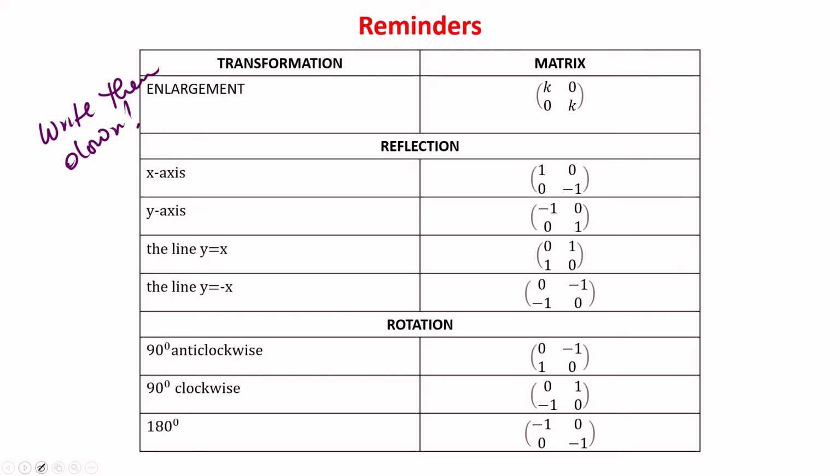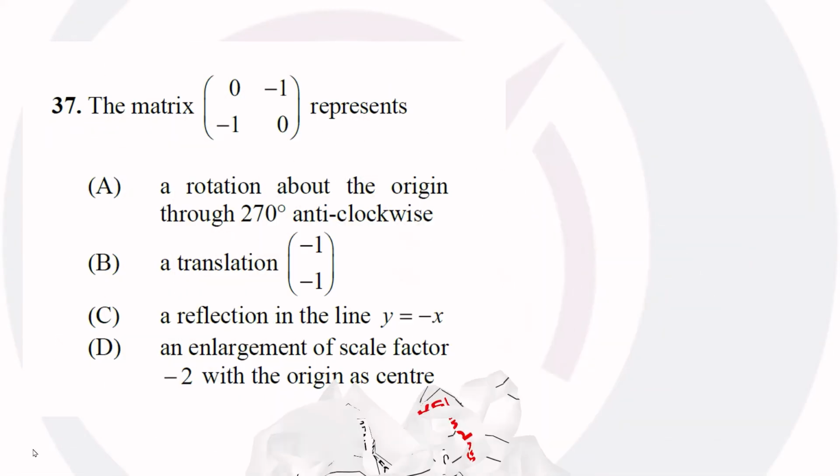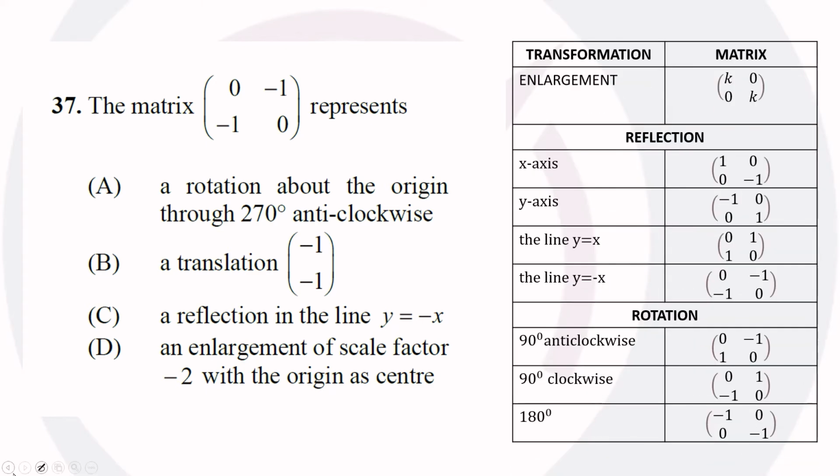Alright, so let's look at the first question. Now the matrix 0, negative 1, negative 1, 0 represents, and you can go back to your table. When you go back to your table by comparison, 0, negative 1, negative 1, 0 matches a reflection in the line y equals negative x. Our answer is C.